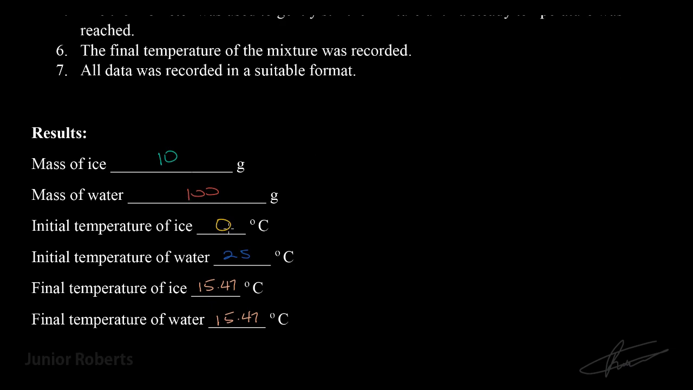was 0 degrees Celsius and its final temperature was 15.47 degrees Celsius. So what that tells us is that the temperature of the ice would have increased. So in order for the temperature of the ice to increase, it must absorb heat energy from somewhere. And in this case, it will be absorbing the heat energy from the water. Also, notice that the temperature of the water was initially at 25 degrees Celsius and it went down to 15.47. So therefore, the water would have lost some heat energy.